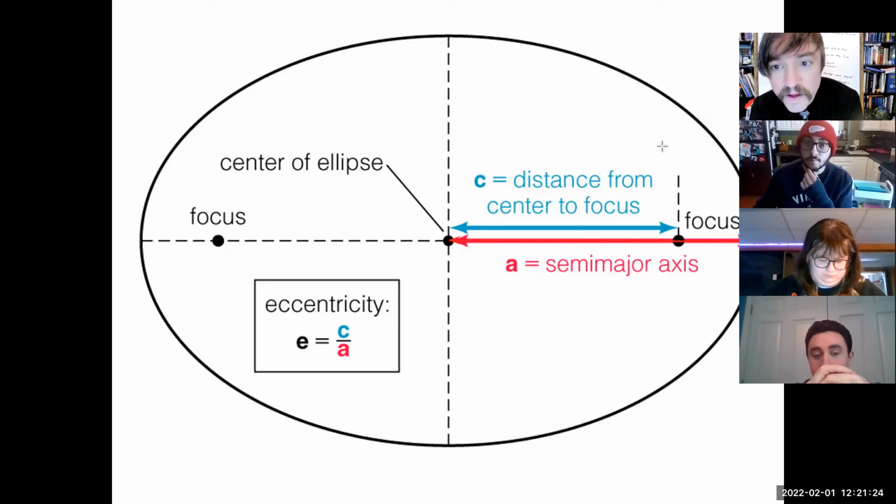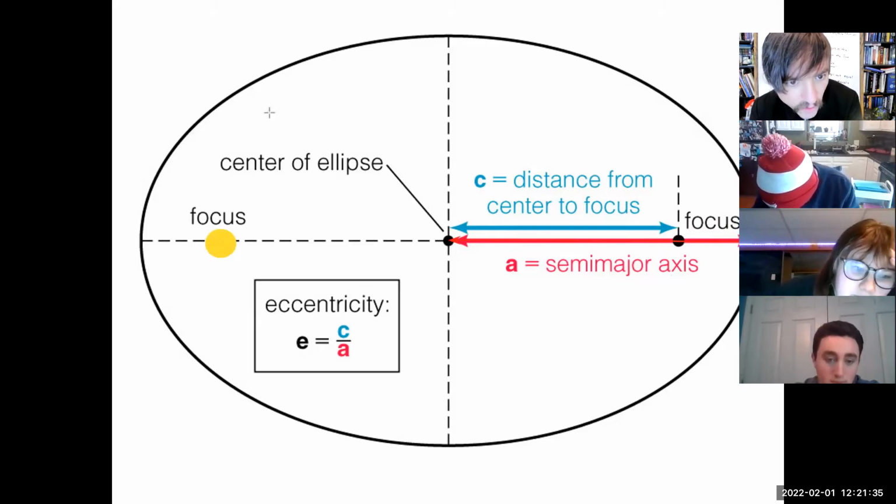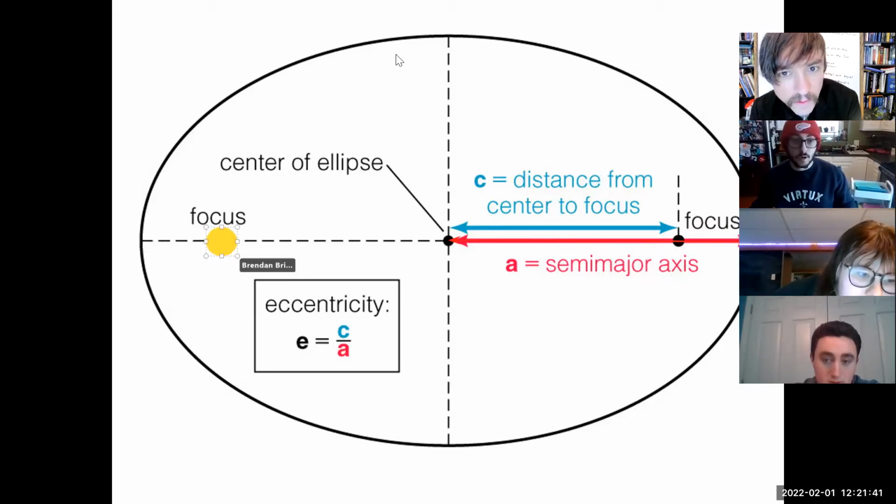Let's, for cleanness of diagram, put it, oops, sorry, let me undo that. It's at one of the focus points. You choose, so I'll choose this one for now. Where is the planet? On the black line. Thank you.